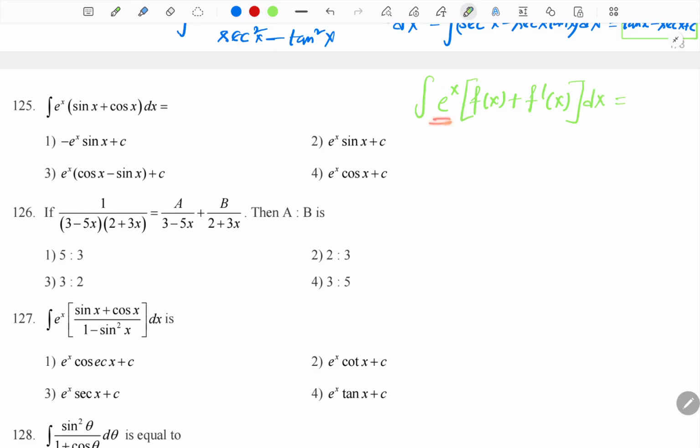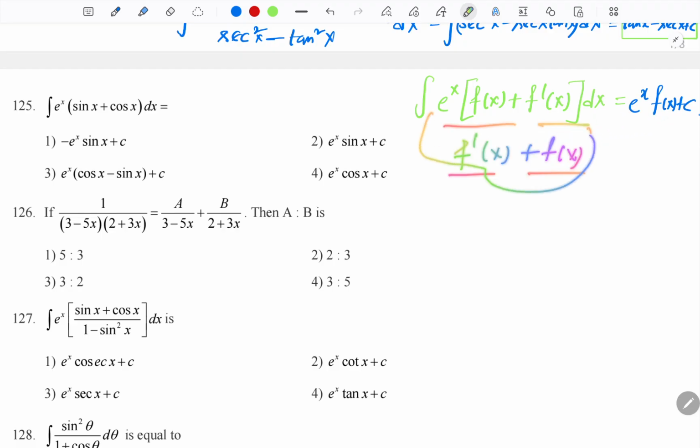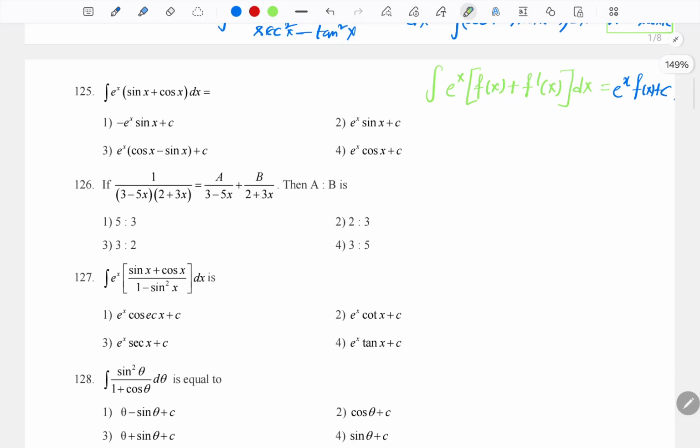E power x is an exponential function, and f dash is its derivative. Then the resultant is e power x times f of x plus c. Students, this order is not necessary. Maybe they will give it like this: e power x times f dash of x plus f of x. That time also the answer is the same, e power x times f of x plus c. Clear?